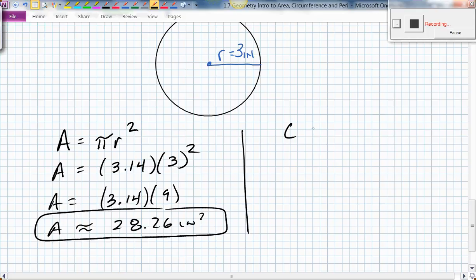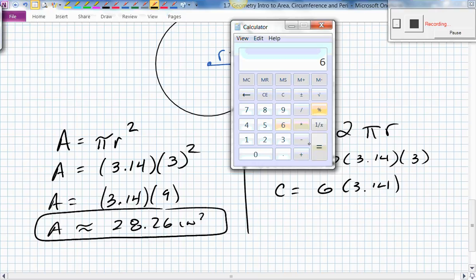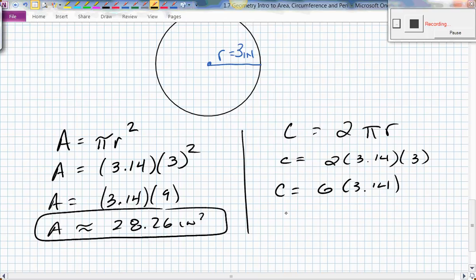Now for the circumference, it's 2 pi r. So the circumference is 2 times 3.14 times the radius, which is 3. So the circumference is 2 times 3 is 6 times 3.14, and we can bring up the calculator. So let's go 6 times 3.14. Get an answer of circumference is 18.84 inches all the way around.